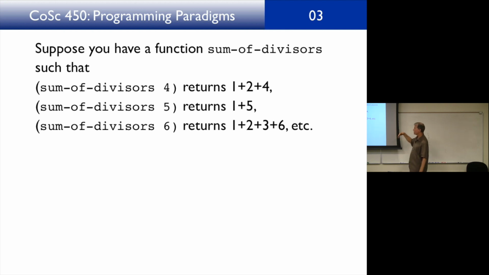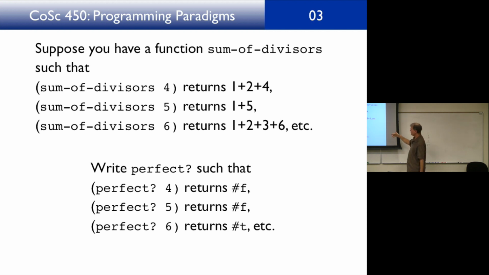And then, what will we do with the sum of divisors? To see if it's perfect, compare it to 2 times the number, and if they are what? Equal, then? It's perfect. That's true, okay?